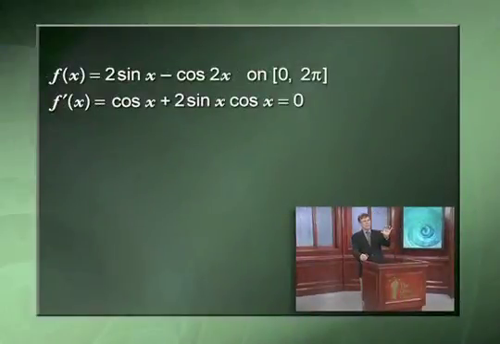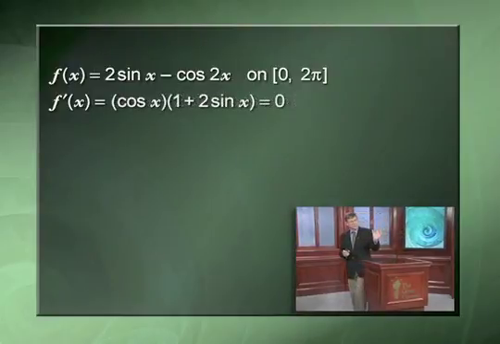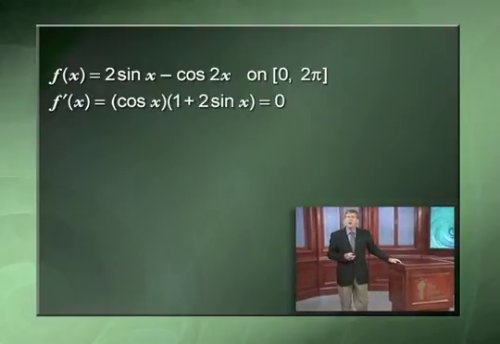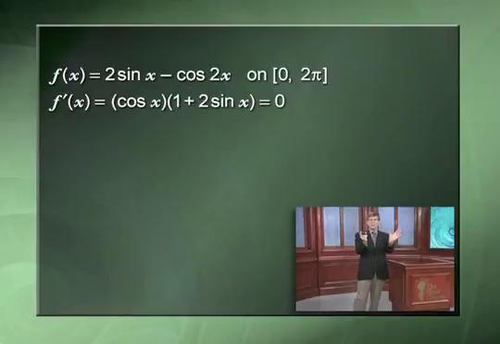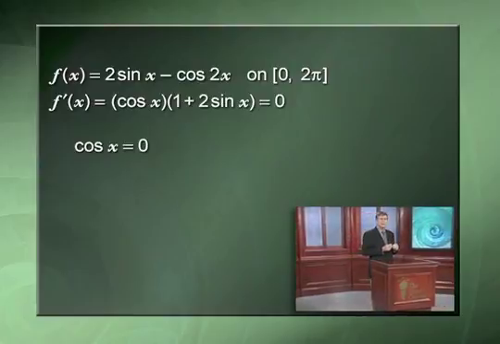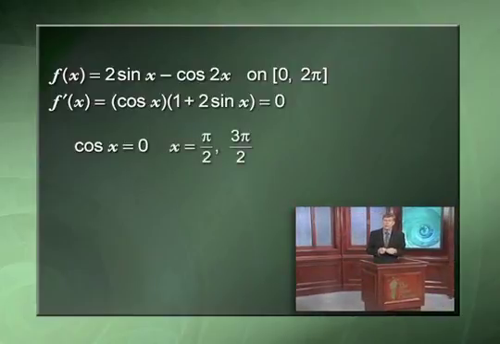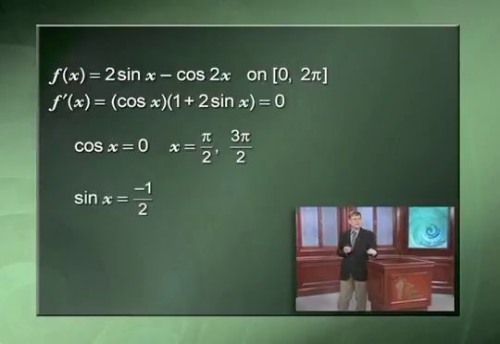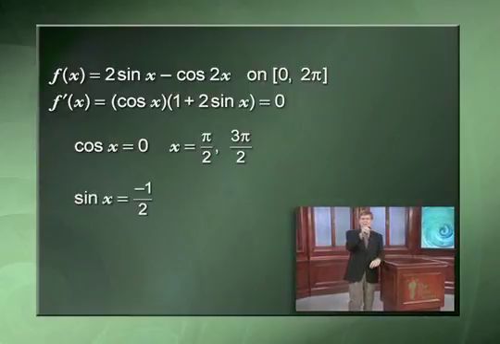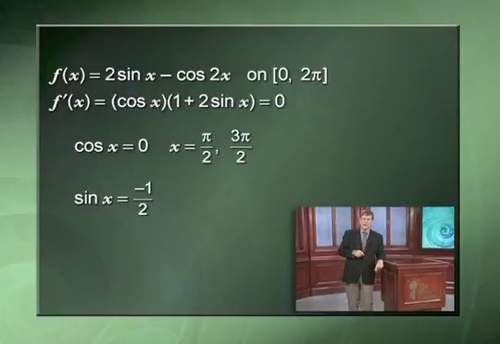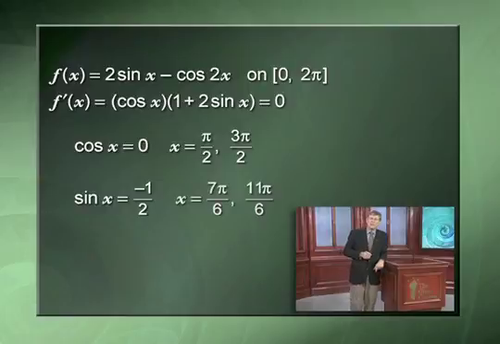So now, by that replacement, I can factor out the common term cosine x, and that gives us cosine x times the quantity 1 plus 2 sine x, and that equals 0. The product of two terms equals 0. One of them must be 0. If cosine x is 0, then you know that x is pi over 2 or 3 pi over 2. And if sine x is equal to minus 1/2, that's the solution to 1 plus 2 sine x, you get 7 pi over 6 and 11 pi over 6.